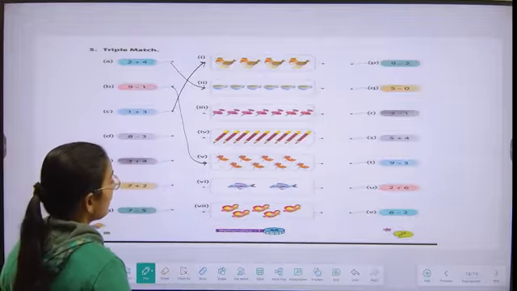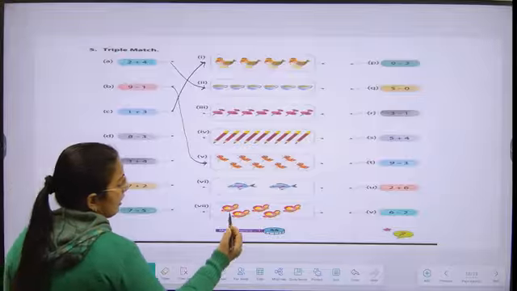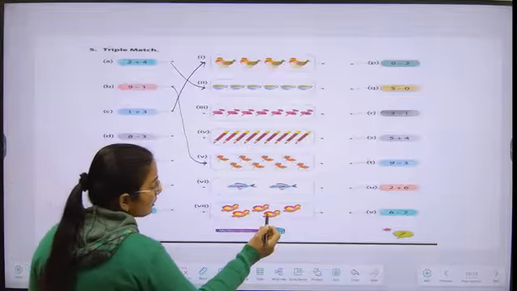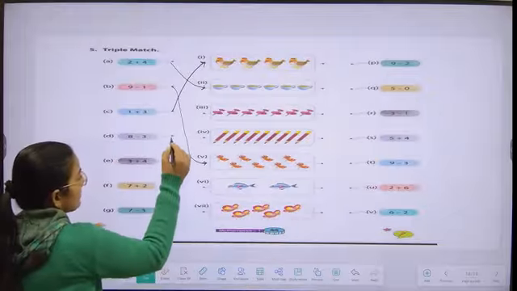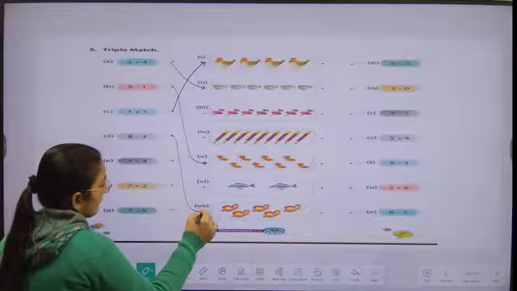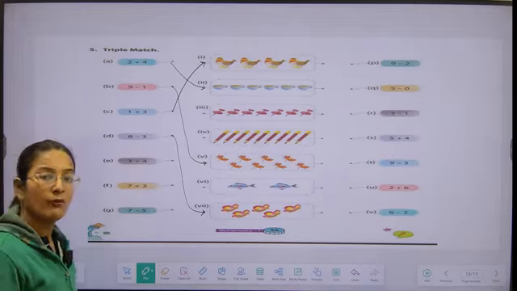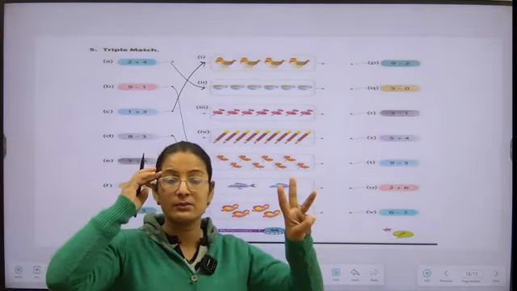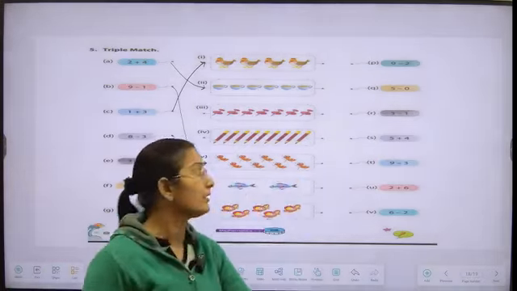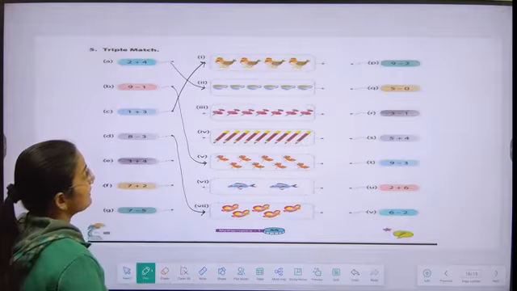Let's start counting with the butterflies. Butterflies are 1, 2, 3, 4, 5. So we have to match it with the butterflies. Let's do the next one. 3 add 4. 4 in mind, 3 on fingers, 4, 5, 6, 7. We have to match with it 7.